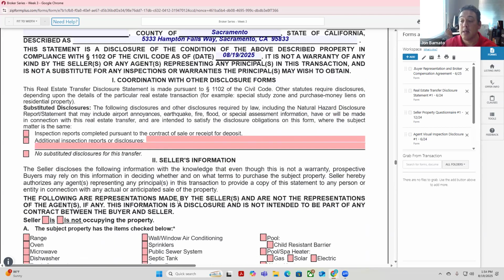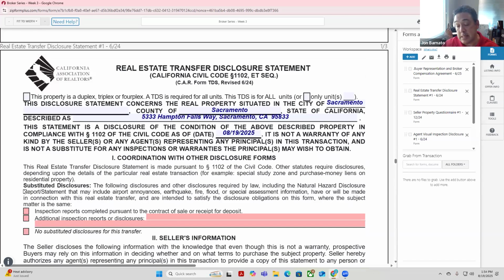All right. This is another thing, and I see this all the time messed up. If there are any inspections on the house completed or received prior, you must check this box. Additional, oh, sorry, the second box here. Additional, if you have reports completed pursuant to the contract, the seller received a deposit.